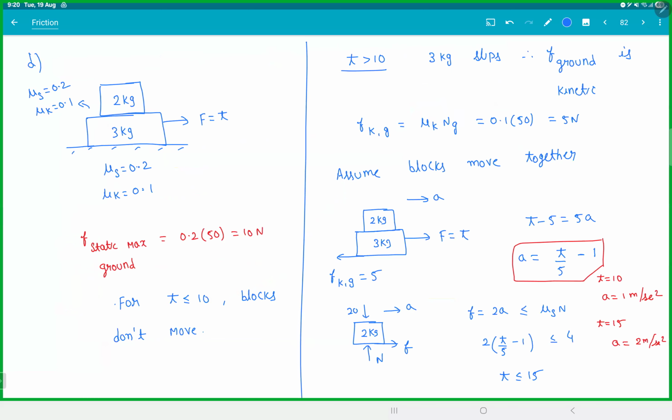Let's see one more. There, I kept all the 2 block cases in one place. So this is how you can play with μk. So that is the catch with μk there.